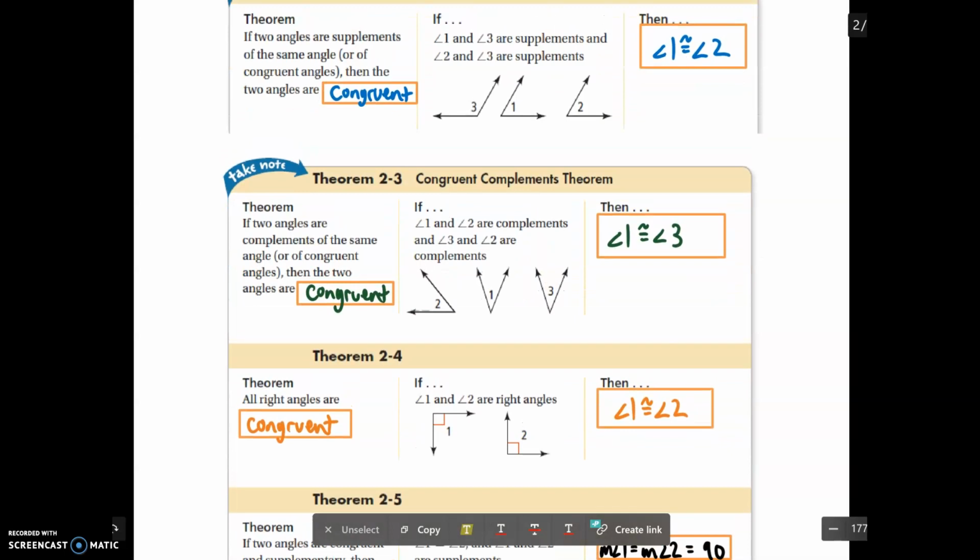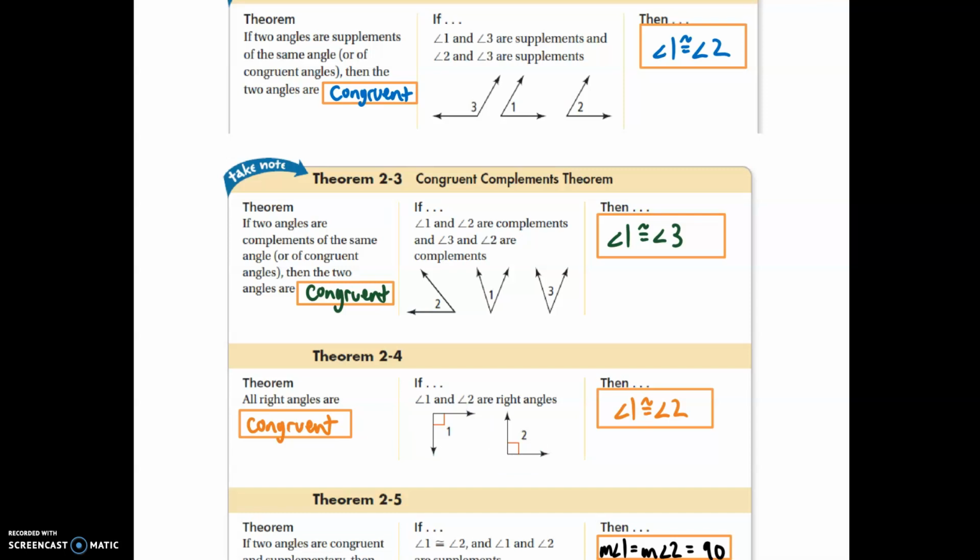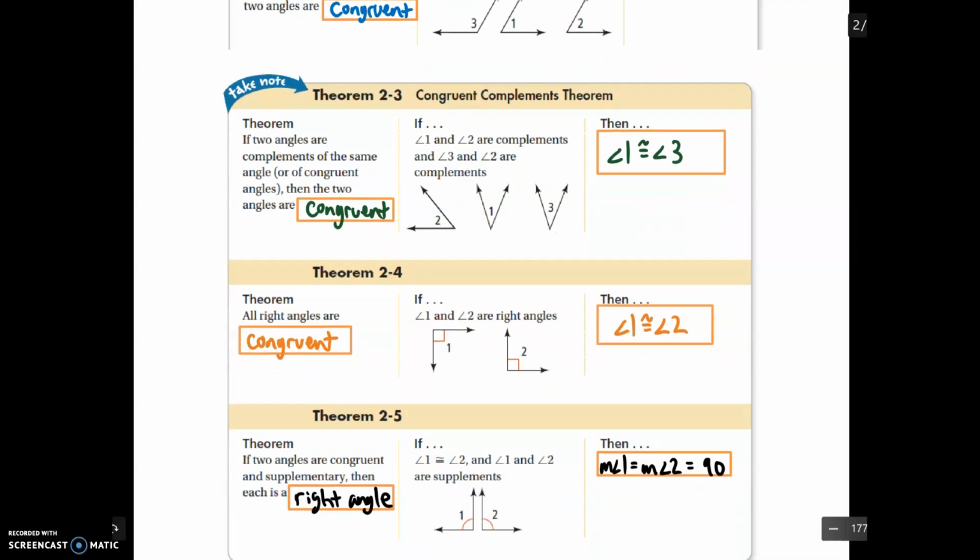Another rule, kind of like how we use transitive, is just every case that we see right angles, we always know they're congruent to each other, basically because the measure always has to be 90. So if the measures always match, we know they're always going to be congruent. Just another rule that we can add in.